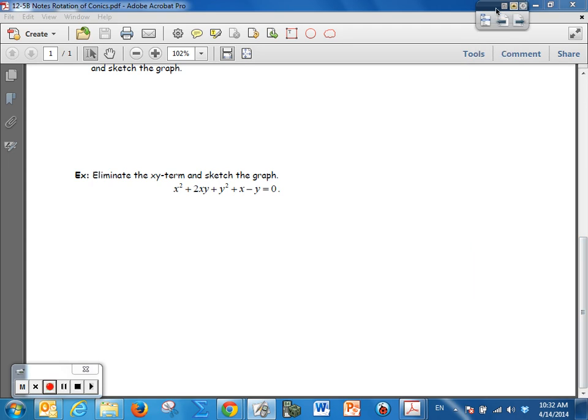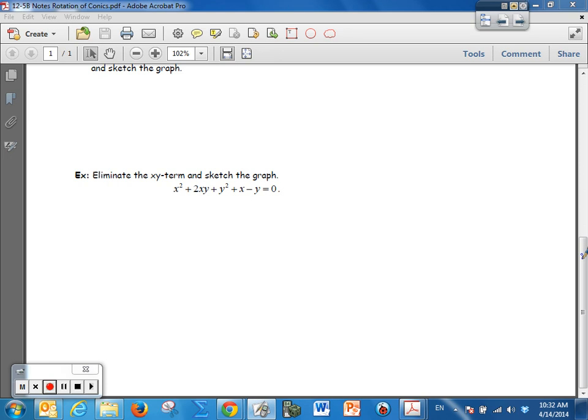All right. Eliminate the XY term and sketch the graph. Now, on your notes, if you have notes printed out, we accidentally put the phi on there already, so just kind of ignore that. We have to teach you how to find the phi if you don't have it, and that is referring to the formula up top.